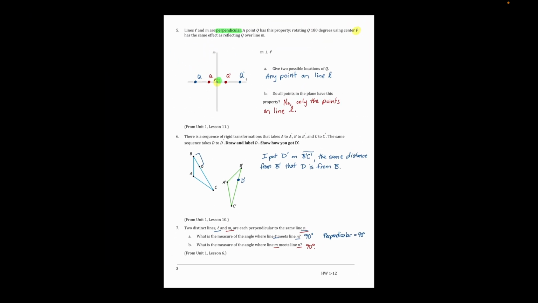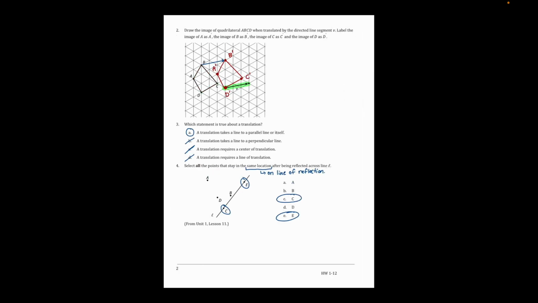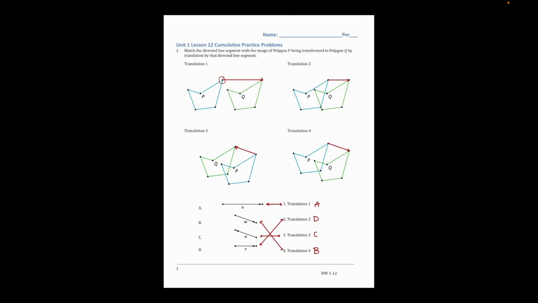And that is actually it for all of lesson 12. The next part of our packet is lesson 13. So yeah, quite a few questions, but not as long of an assignment as it looked. So thanks for joining me. This is Unit 1, Lesson 12, Cumulative Practice Problems for Illustrative Math Geometry.